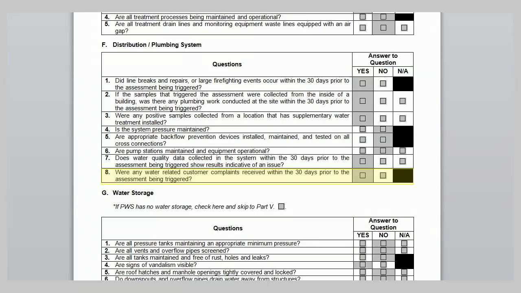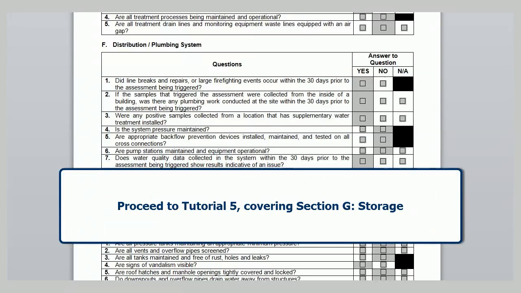If so, check yes. If you are watching this video series for the first time, please continue to Tutorial 5, which covers Section G, Storage.